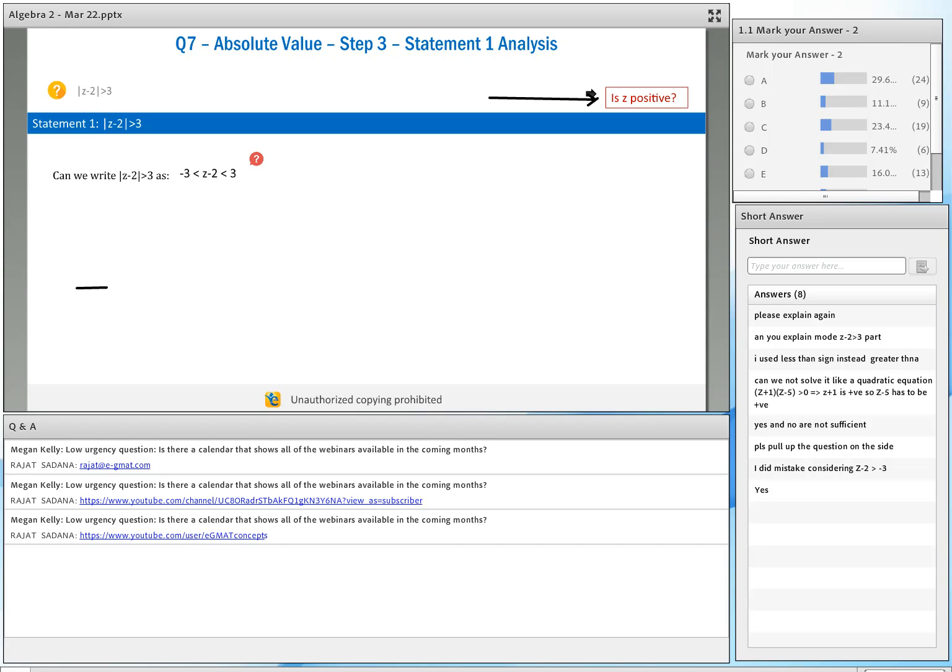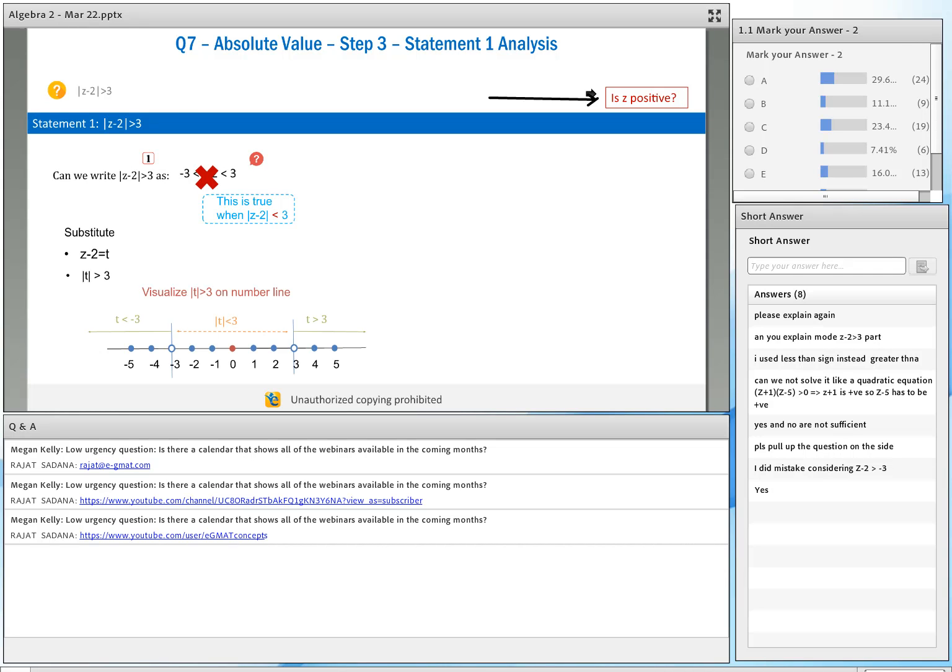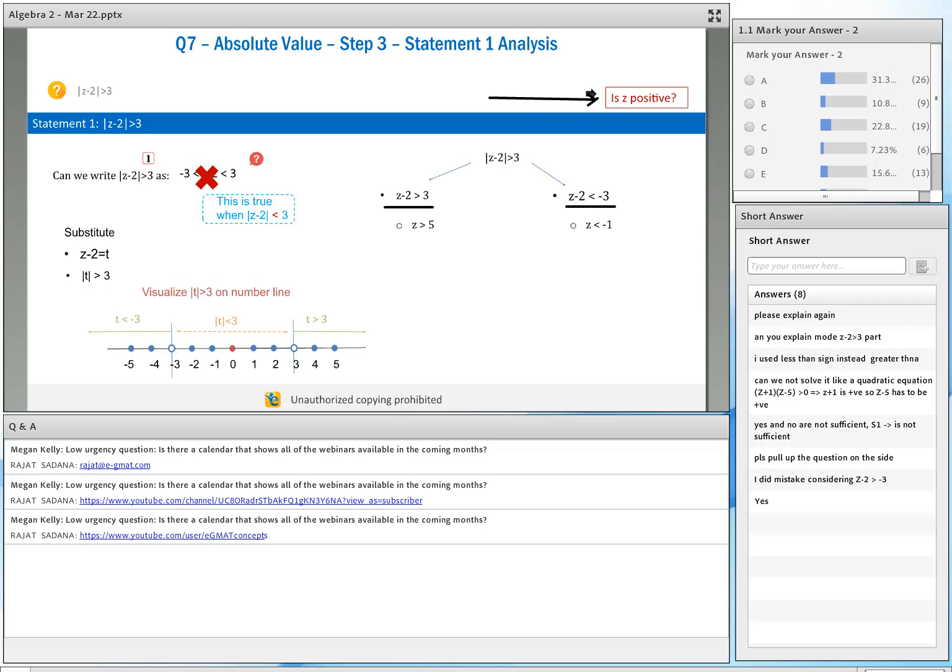And again, this is application of a basic concept in absolute inequalities. So |Z - 2| is greater than 3, and when you open the absolute value up, when you open the modulus up, you can express it in two forms. You can say when Z is positive, Z - 2 is greater than 3. When Z is negative, we know that Z - 2 is less than -3. That's how you open the modulus. And when you do the math over here, you get Z is greater than 5 and Z is less than -1.